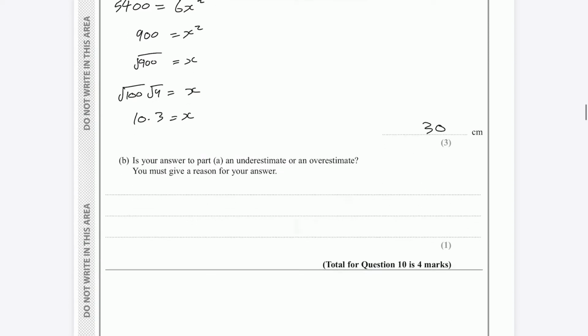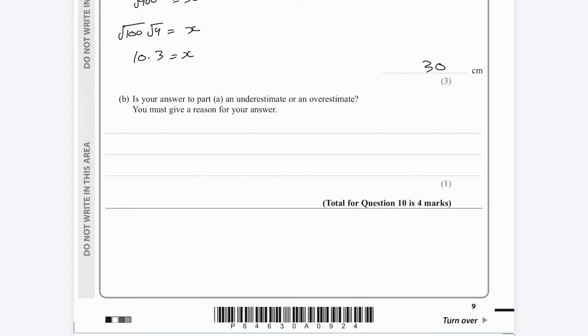Is it an underestimate or an overestimate? So it's an underestimate because you rounded the area down. So underestimate, total area rounded down.